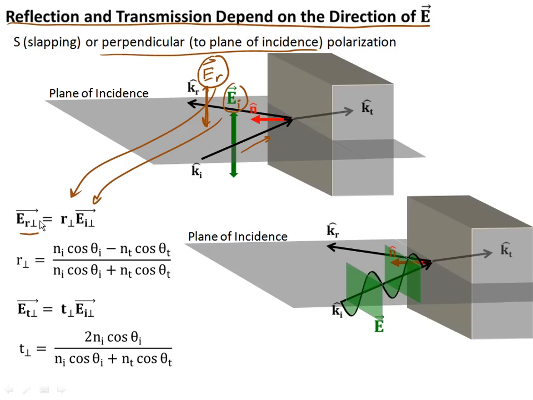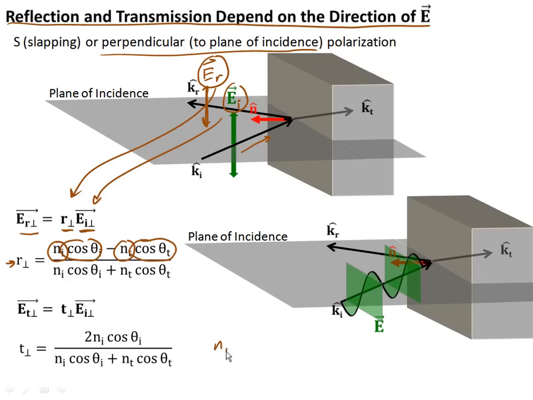The reflected field, and notice we have this little perpendicular sign that says it's perpendicular to the plane of incidence, is equal to the coefficient r perpendicular times the incident field. Without deriving it, the reflection coefficient for perpendicularly, or S-polarized radiation, is given by this. It depends both on the incident index of refraction, the index of refraction of the material that the wave's reflecting from or getting transmitted into, and the cosine of both the incident angle and the angle the wave's being transmitted at.